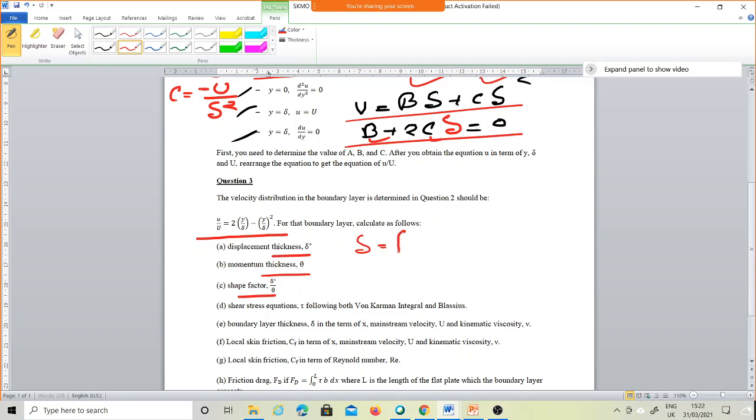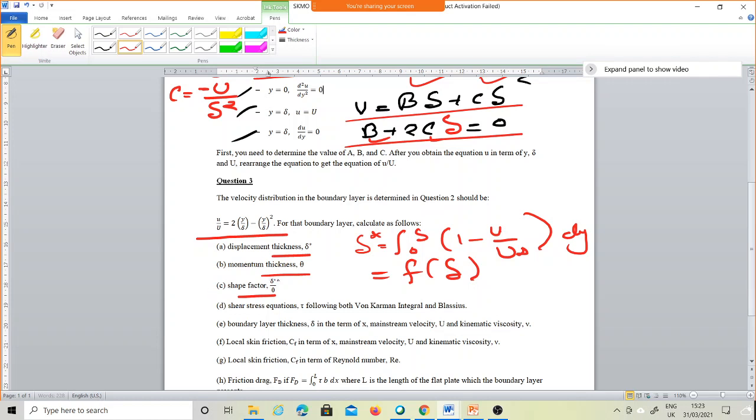we have this equation. Sorry, this is delta star, right? Displacement thickness: integral from 0 to delta of 1 minus u by capital U, or u infinity, dy. So just put the value here. You always get delta star as a function of delta. You will also get theta as a function of delta, and if you make the ratio, you will get one constant value. This is always true. You cannot have any variables in the shape factor.